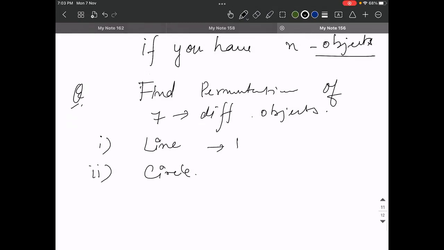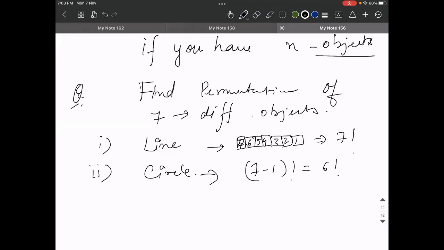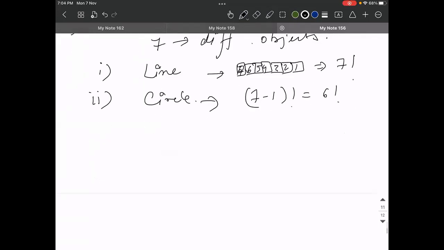So why will it be seven? Because you have seven places. In this one, it can go in seven ways, six ways, five, four, three, two, one ways. So that will be equal to seven factorial ways. In a circle, it will be seven minus one factorial, because you have to fix one. If you fix one, it will be six factorial ways. It's easy, right? Okay, do one more problem.